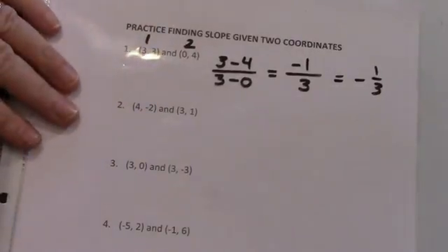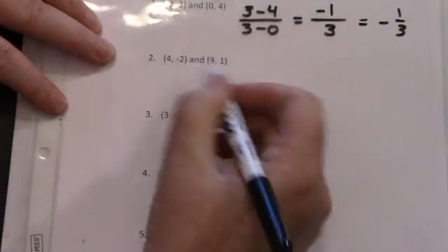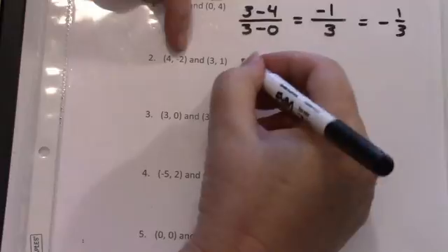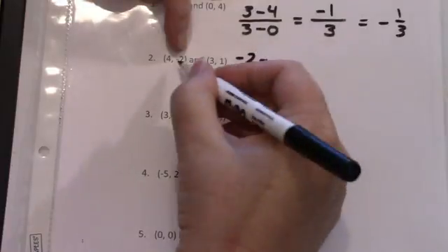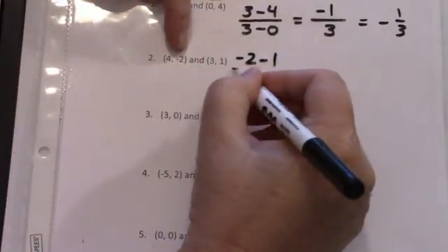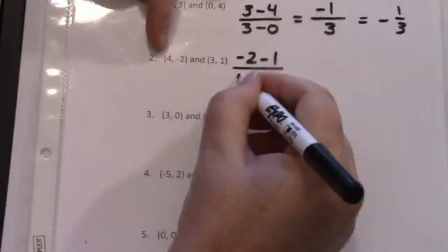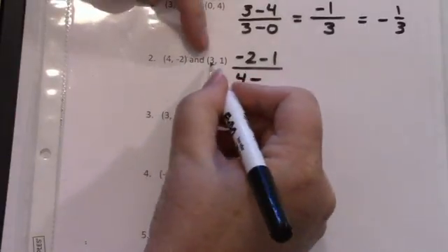Let's take a look at number 2. 2 coordinates. What are the y values? Negative 2 minus 1, over the x values. 4 minus 3.